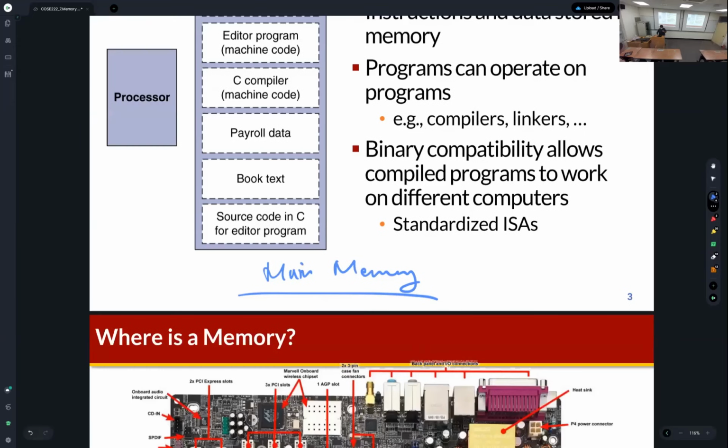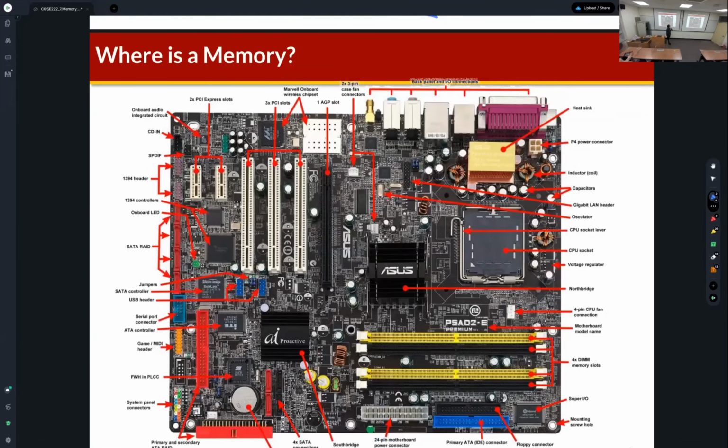Also, where is our memory in the computer system? I updated the PDF file this morning. Okay, so where is the memory? Let's look at the slide. Actually, in the computer system, the memory is here. This board shows the main board of a desktop computer system.